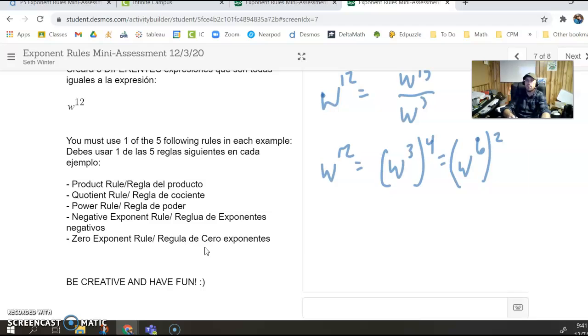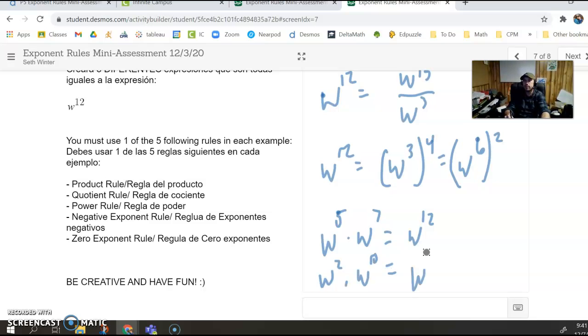And then we could also use the product rule. We could say w to the 5th times w to the 7th, because those add to w to the 12th. We could say w to the 2nd times w to the 10th, because those add to w to the 12th. The possibilities are literally endless, okay? We could throw negative exponents in there if we wanted. We could throw 0 exponents in there, but those are some simple, straightforward ways of getting to w to the 12th. If you have questions, come to office hours.